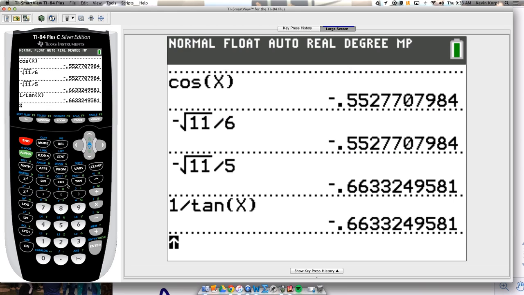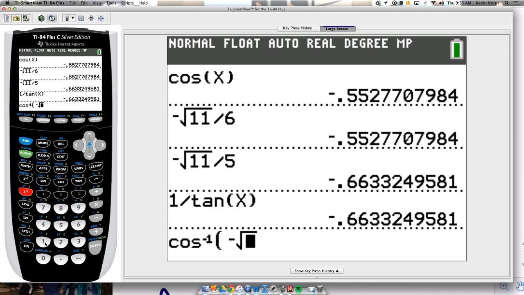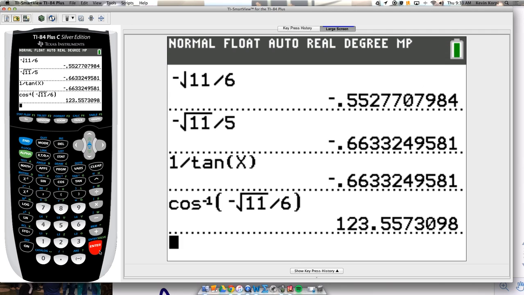So let's just type in the second cosine of negative square root of 11, get out of the radical, and divided by 6. And I have no idea what the calculator is going to do. When I did the inverse sine, it didn't give me the answer I wanted. I have no idea what this is going to do. But it will give me an angle whose cosine is the same. Oh, cool. What did the calculator do? It gave us the actual answer that we wanted.